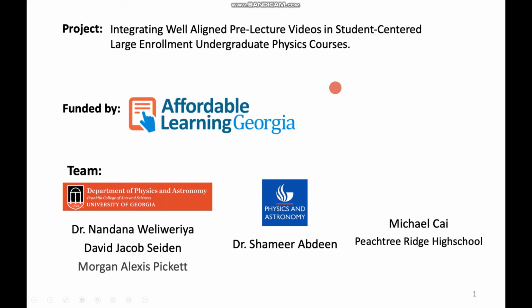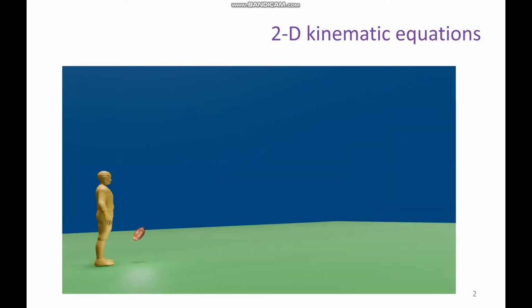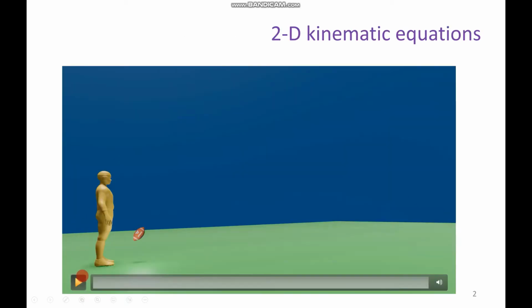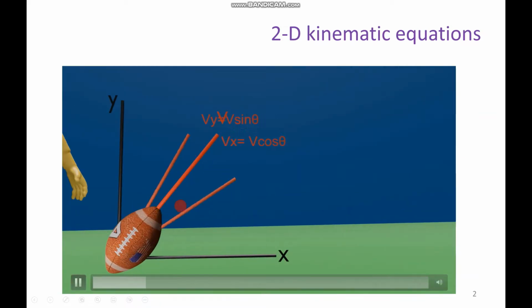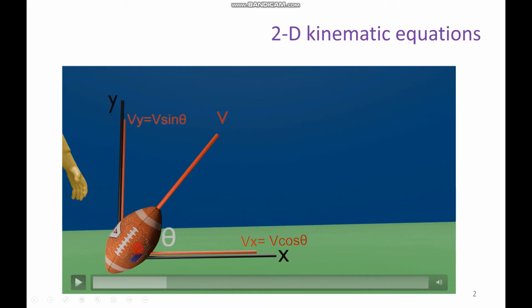Hey guys, welcome back. So today we're going to be continuing our talk on 2D kinematic equations. We're going to start off with this animation here of a typical problem. You'll see a ball being kicked, and what I want to point out here is that our velocity is going to have both x and y components, okay?